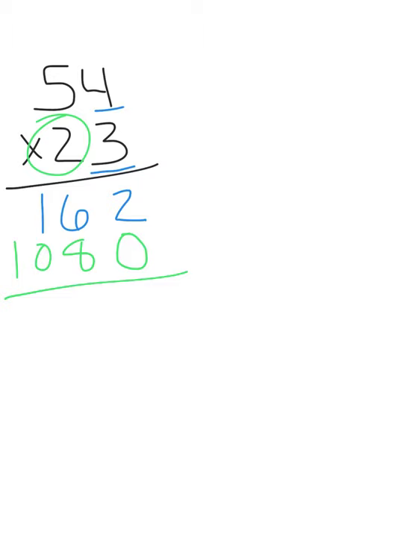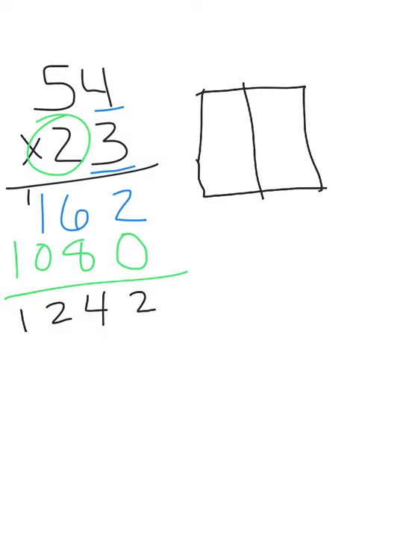2 plus 0 is 2. 6 plus 8 is 14. Put down your 4, regroup your 1. 1 plus 1 is 2, and then we can place our 1. If you are not sure and you would like to create a box, you are welcome to do that.